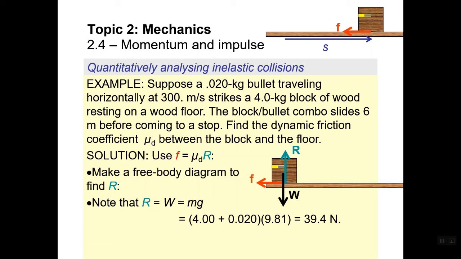And we plug into our dynamic friction formula: the coefficient of dynamic friction equals the friction force divided by the normal force. Friction force is 0.75, our reaction force is 39.4, which equals 0.019. So the dynamic friction coefficient between the block and the floor is 0.019.